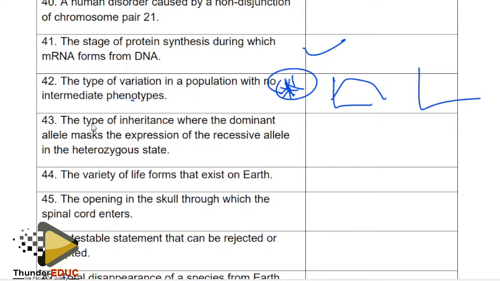When you're trying to do highlights: the type of inheritance where a dominant allele masks the expression of a recessive allele. Complete dominance, meaning that if it's capital T, small t, this one is completely dominant over this. Therefore, complete dominance. The variety of living life forms that exist on Earth is biodiversity.